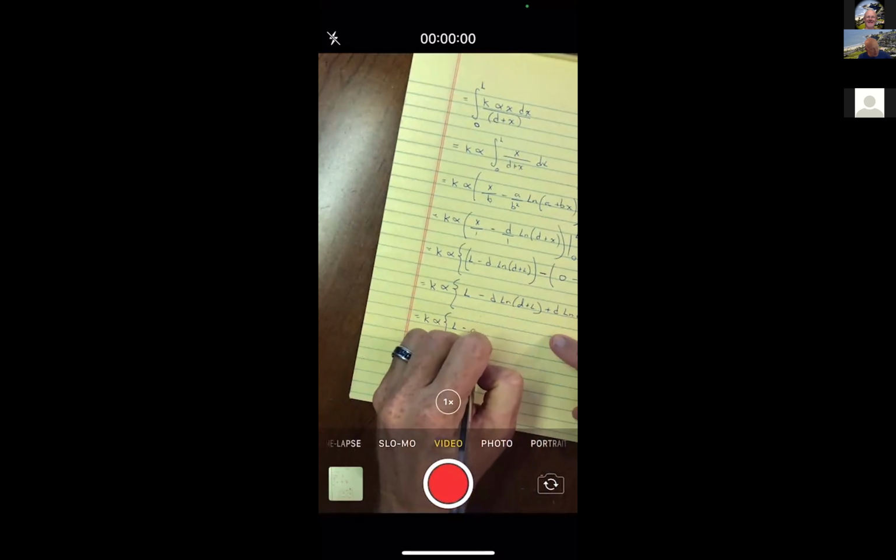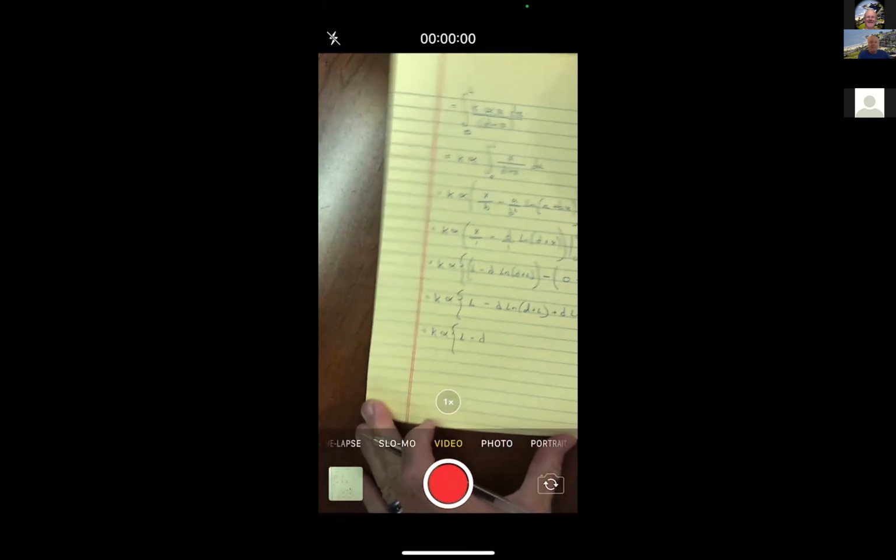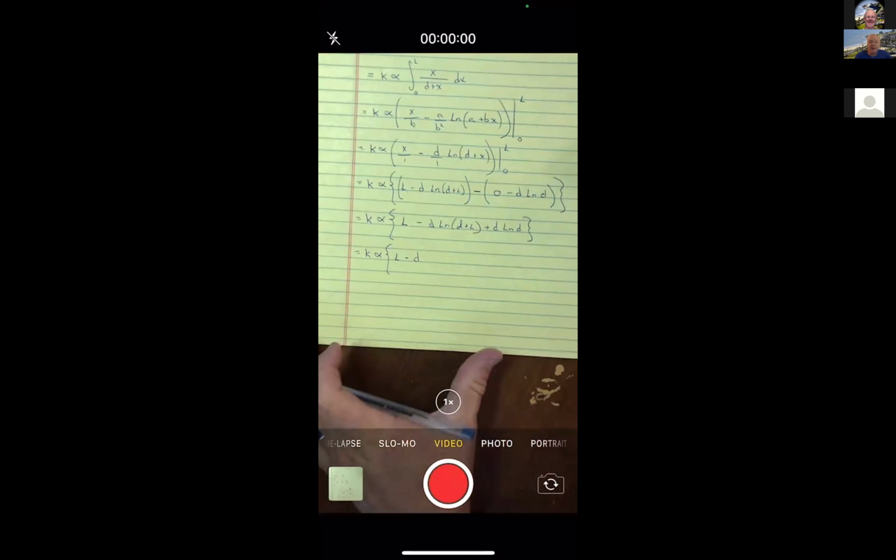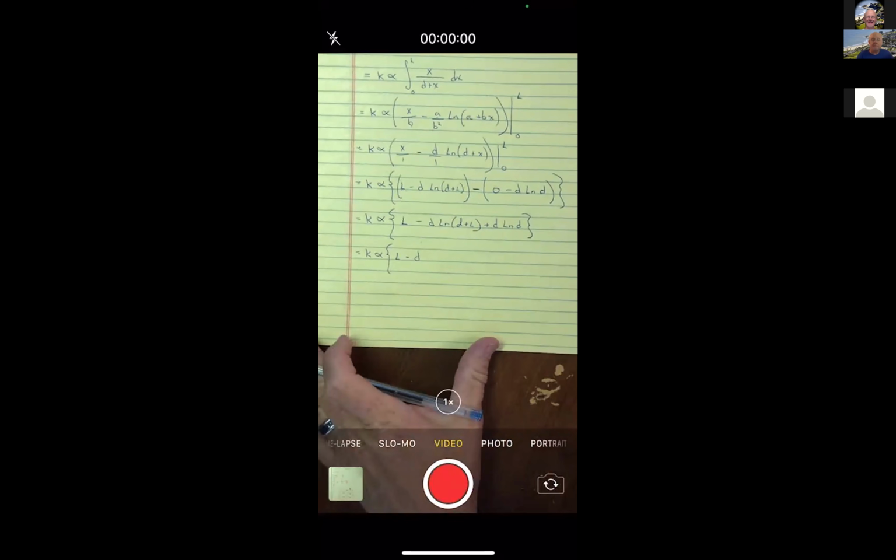Could you center the paper a little bit more? Oh, questions? Yeah. There we go. Sorry. Yep.